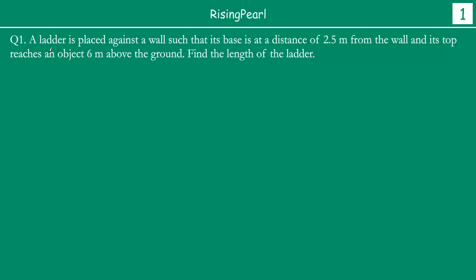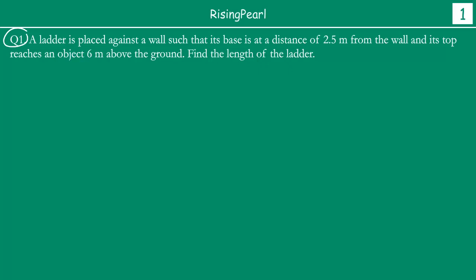So a ladder is placed against a wall. Our question 1 is: a ladder is placed against a wall such that its base, that is the base of the ladder, is at a certain distance, 2.5 meter, away from the wall, and the top of the ladder reaches an object 6 meter above the ground. Find the length of the ladder. So how do we do this?